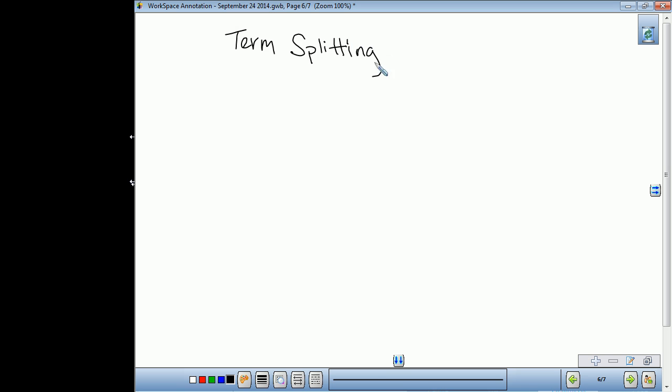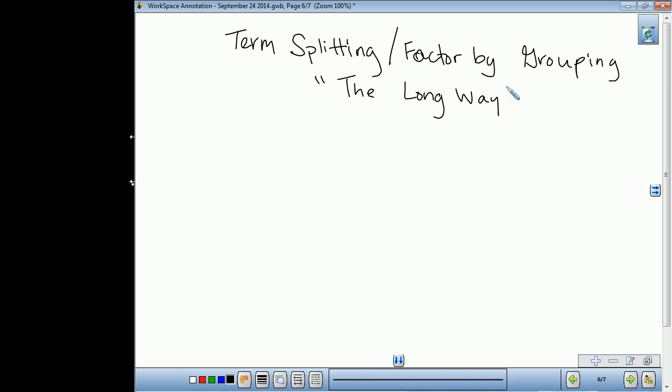Okay, so today I'm going to teach you the final method, which I call term splitting. You can call it factor by grouping. This is really the way I like to think of it as the long way to do it. The only nice thing about the long way is it always works. And so if your brain is failing you on trial and error, then the long way will work. So let's talk about how we do this, and then we'll talk about why it works.